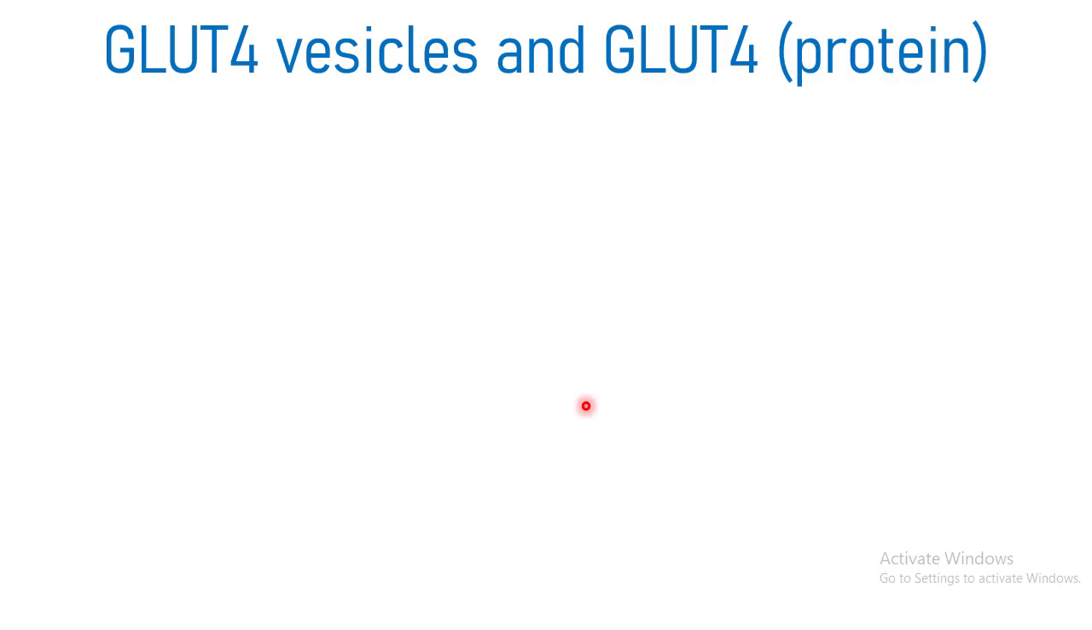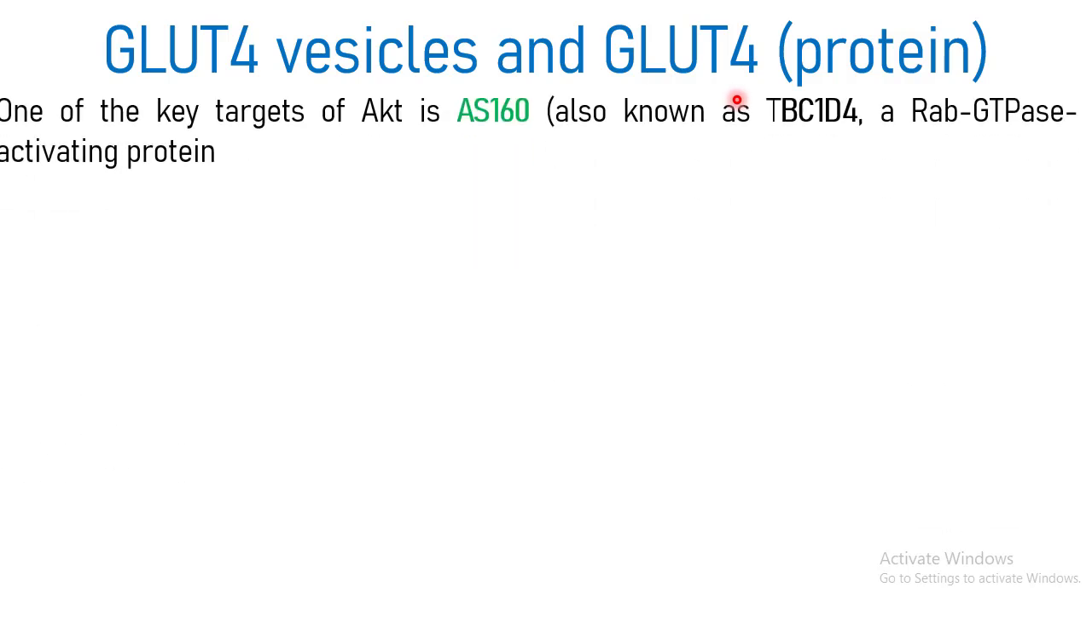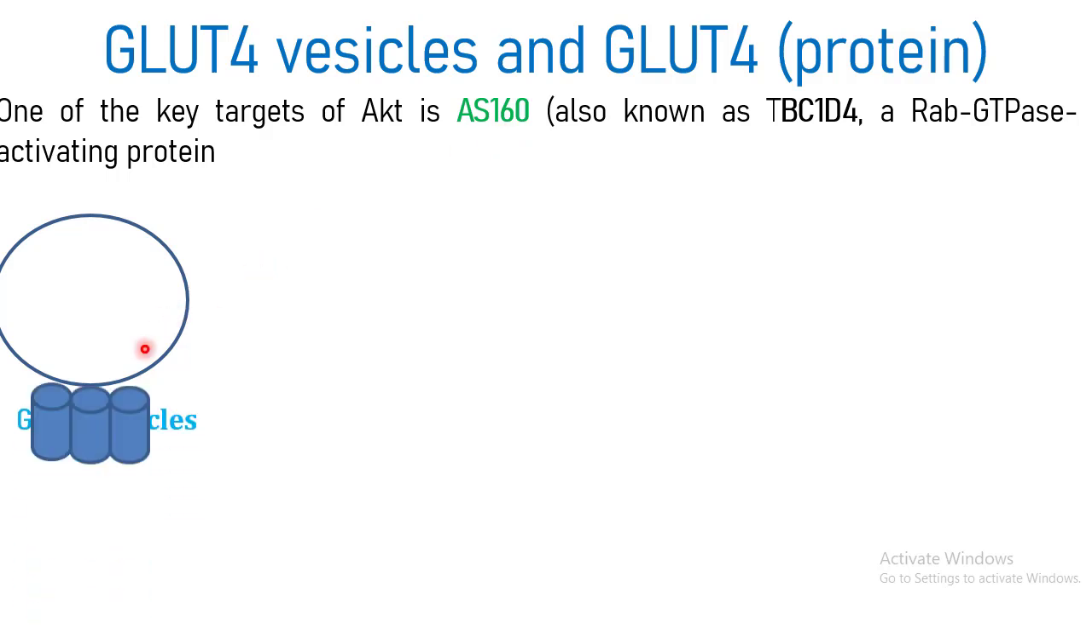Now, in the cell, you have got the GLUT4 vesicles, and within those vesicles, you are going to have a specialized protein known as the GLUT4 protein. So, this is how it is happening. One of the key targets of the AKT is a protein known as AS160. What does AS160 do? If this is, say, a GLUT vesicle, this vesicle is going to contain these GLUT4 proteins, represented by these cylinders over here.